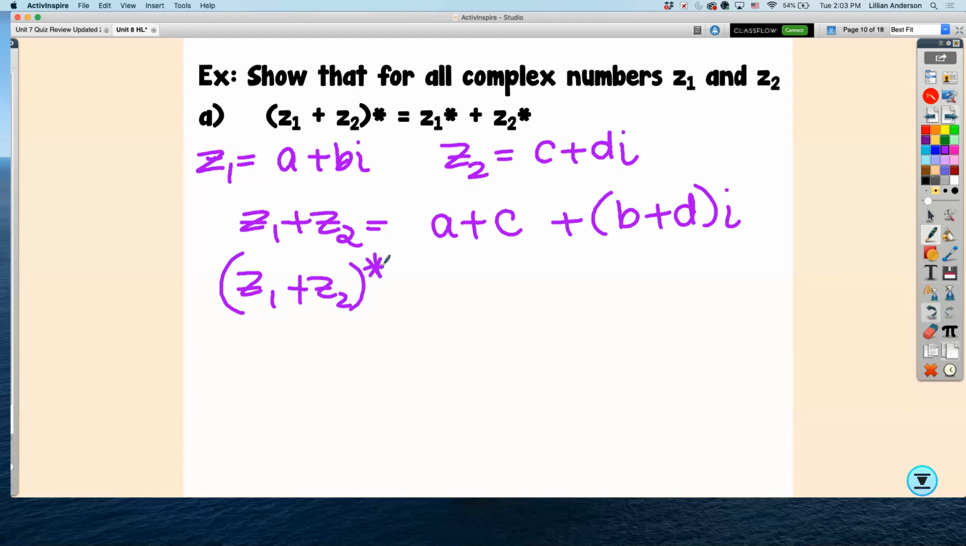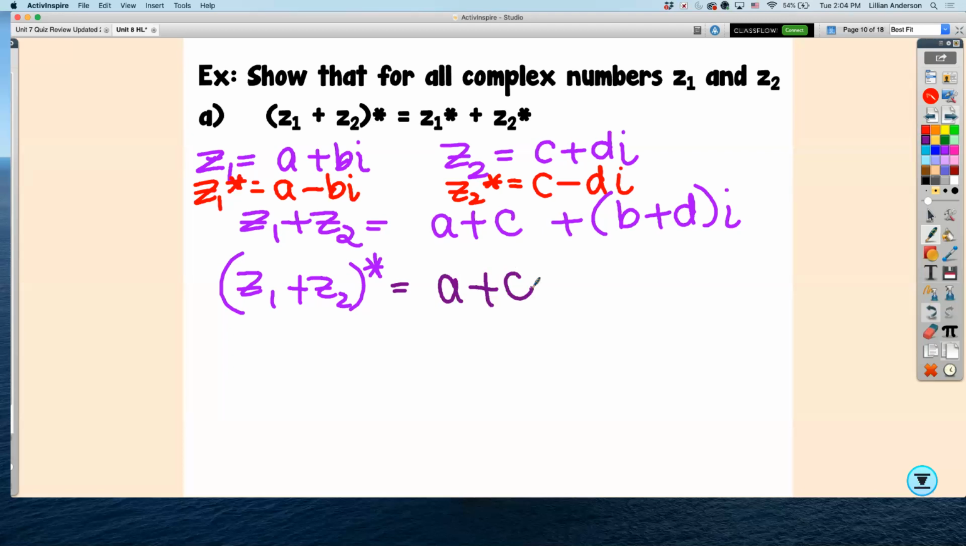Of those, right? What's the conjugate of Z1? What would it be? A minus Bi. And what about the conjugate of Z2? So then when I add those together, what do I get? I still get A plus C. I'll have a minus B.